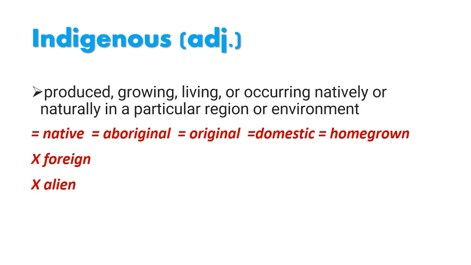Let's check the meaning. Indigenous is an adjective, that's right. It means produced, growing, living, or occurring natively or naturally in a particular region or environment. So the synonyms are native, aboriginal, original, domestic, homegrown. So when we want to describe something that belongs to a special place, that grows in a special place, living originally in this place, its roots are from this place, of course the antonym will be foreign or alien.